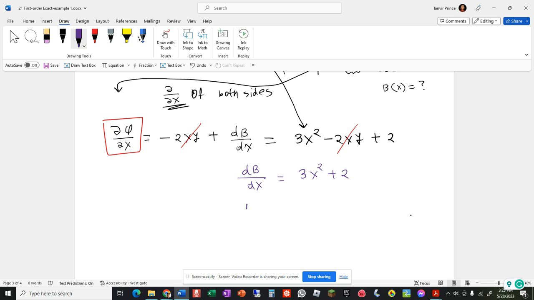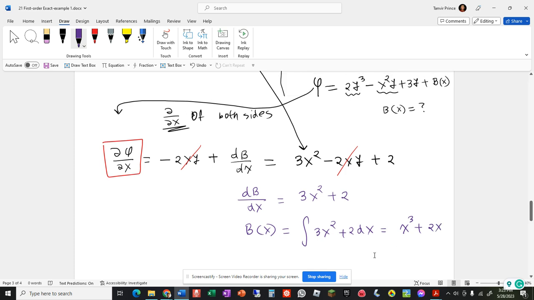So the function b of x is the integral of 3x squared plus 2, which is x cubed plus 2x. So now I know what b of x is, so I can plug it in place of b of x. Again, I'm not adding any c for the constant of integration. So for my final answer here, I'm going to copy everything, except my b is x cubed plus 2x.